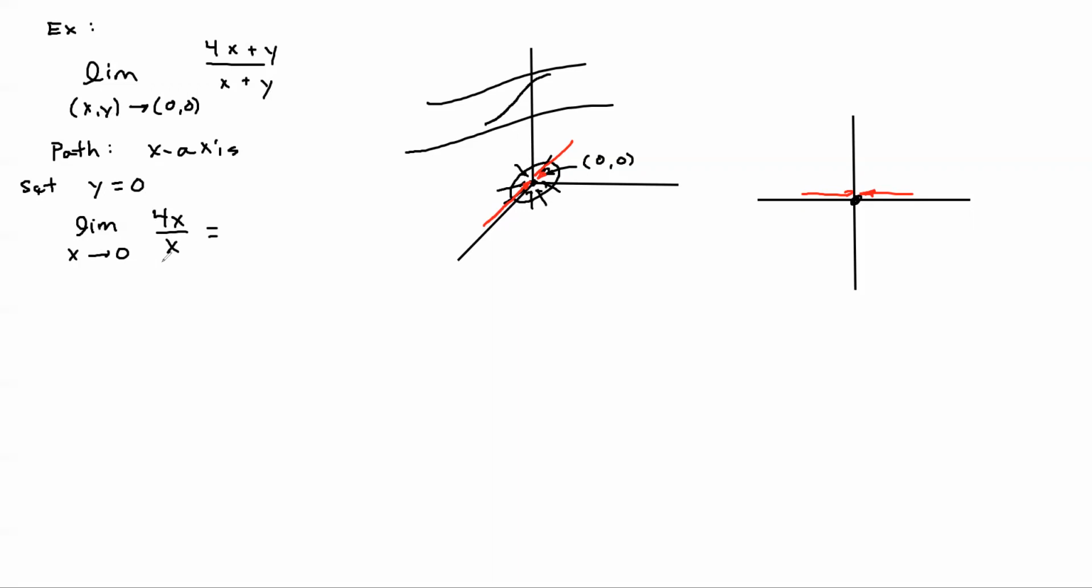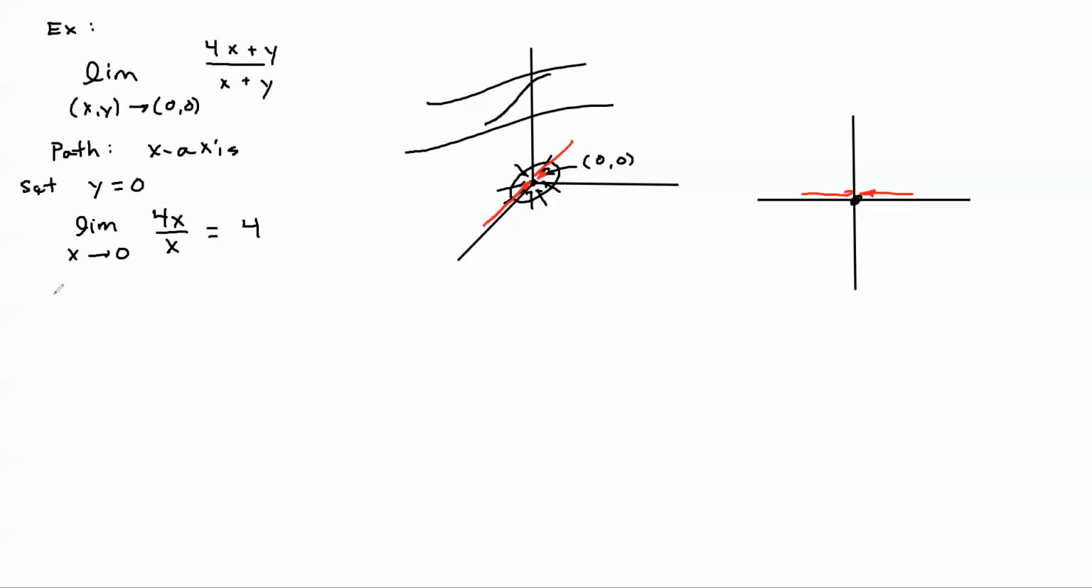And so we can go through a single variable limit, and we can just use our knowledge from Calc 1 to find this limit. The limit as x goes to 0 of 4x over x is just 4. Okay, and then we chose a path. We approached (0, 0) along that path, and we ended up getting a limit value.